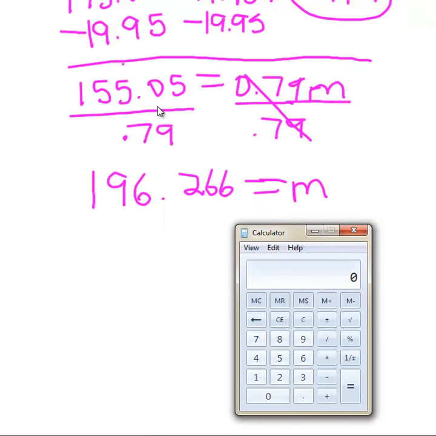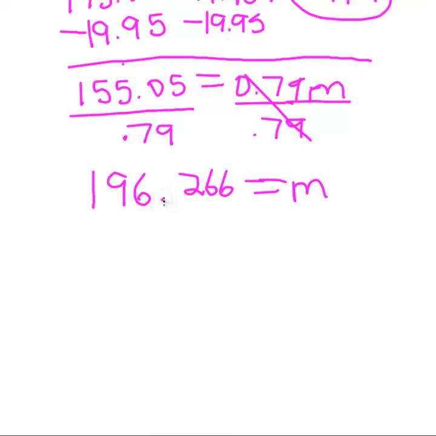Now I've brought out my calculator to show you how the math works. We have 155 divided by 0.79. And what we want to do is round up in the tenths place. So we get 196.266.